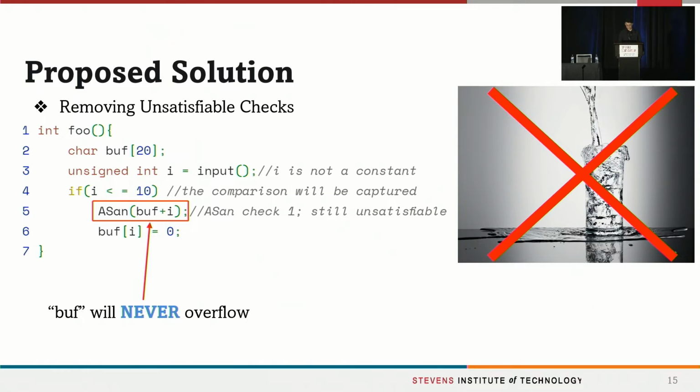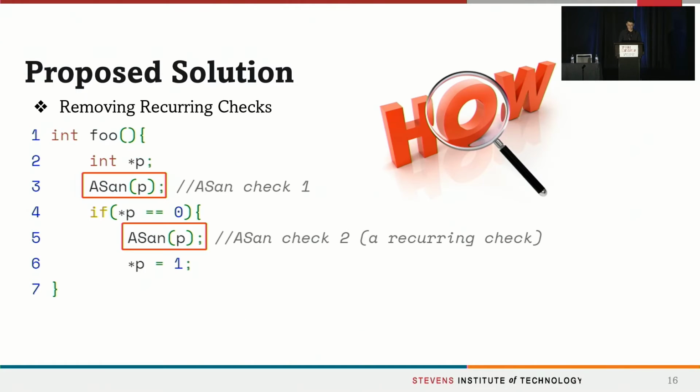The answer is no. The buffer will never overflow because in line 4, the if statement has already guaranteed that the value of i will always be less than or equal to 10. So the index to buffer will always be in bounds, and thus the sanitizer check inserted by ASan in line 5 can be safely removed.